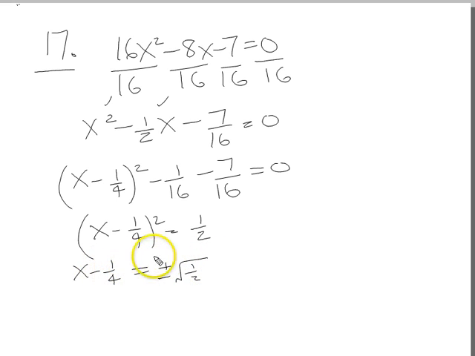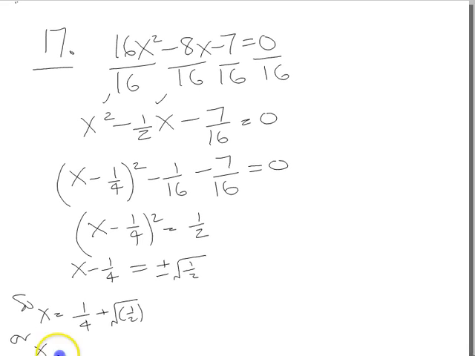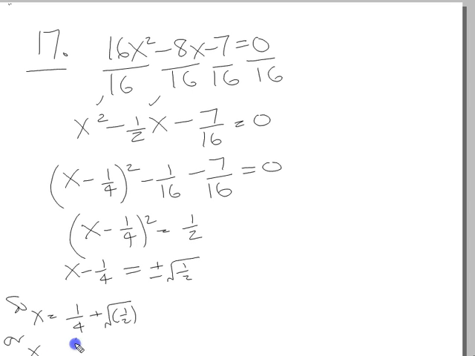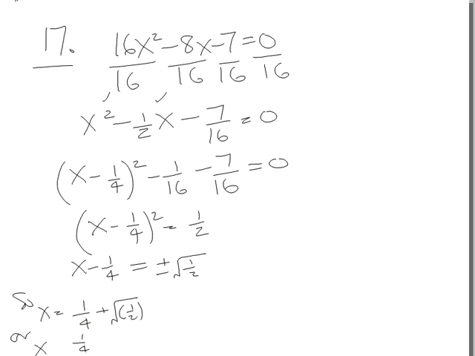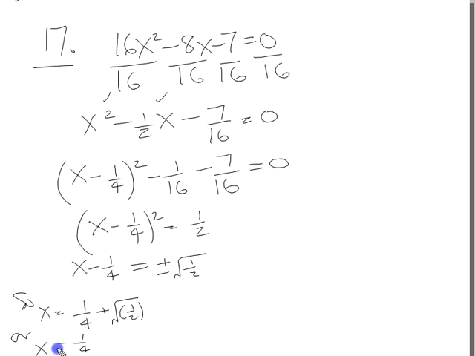Now all we need to do is move this minus a quarter over to be with the thing on the right hand side. So x equals 1 quarter plus the square root of a half. Or the other one was x equals 1 quarter. Sorry about that. Let's just get it right. x will equal 1 quarter and then it will be minus the square root of 1 half, yeah?